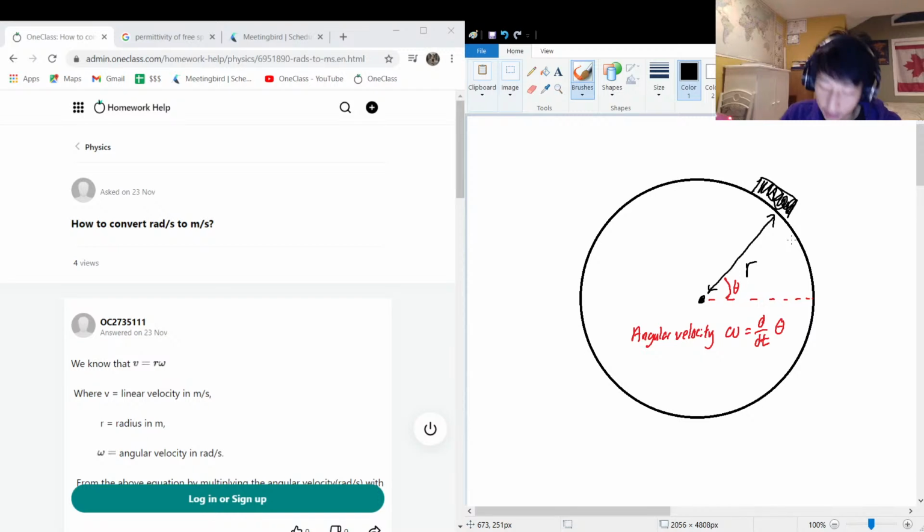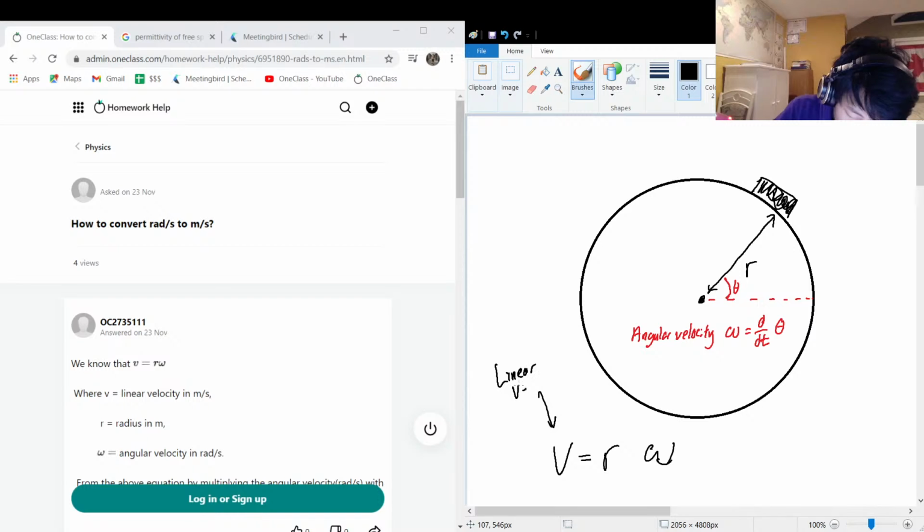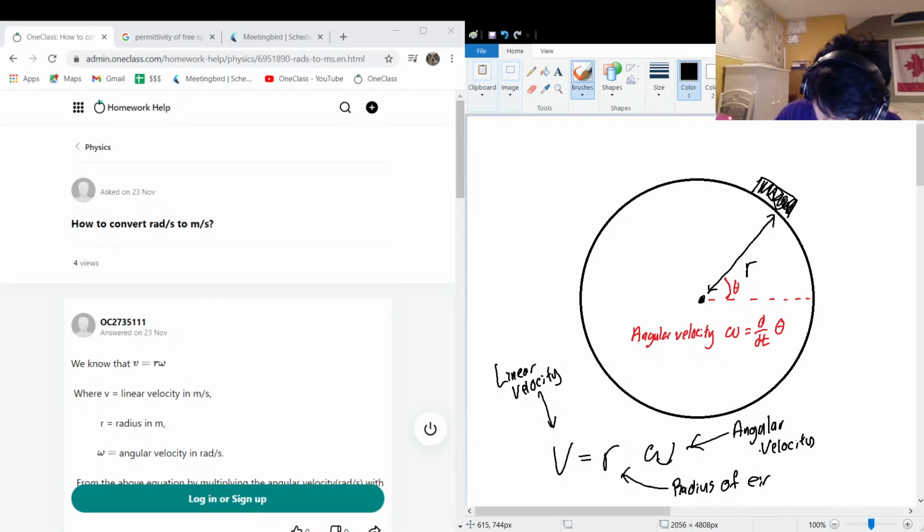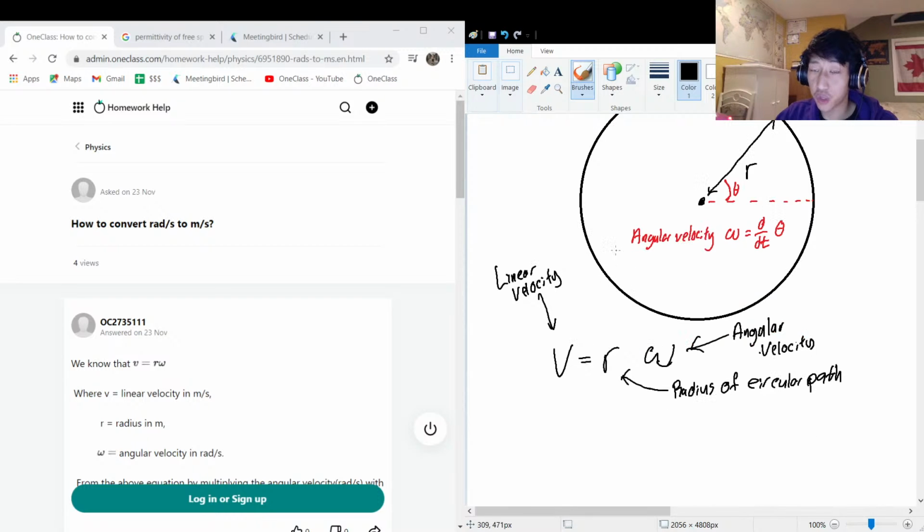And how they are related is that v is equal to radius times omega. This will be linear velocity, this will be angular velocity, and that will be the radius of the circular path. Okay, awesome. So that's pretty much how you can relate one to the other.